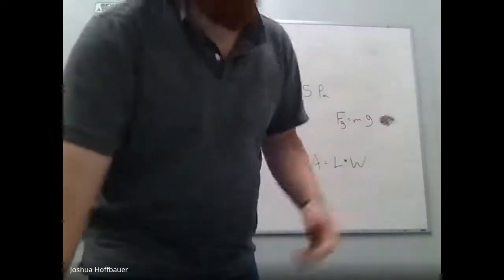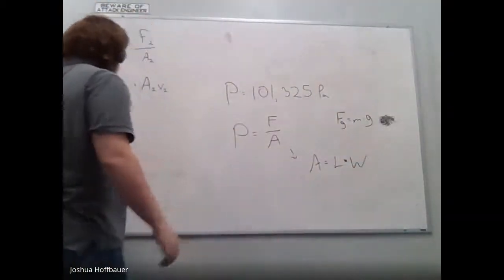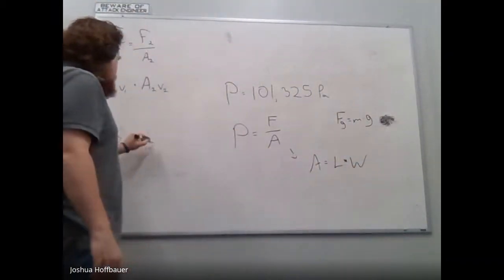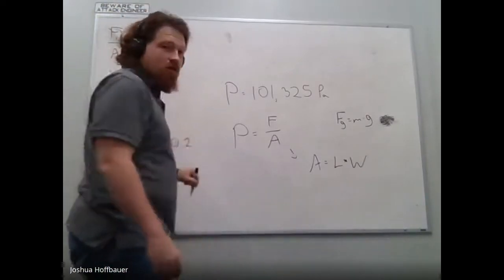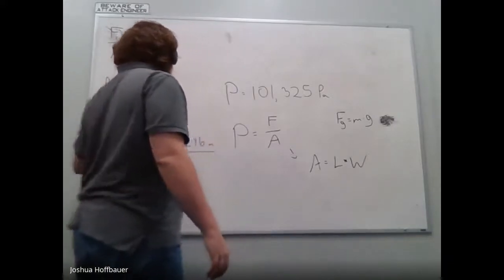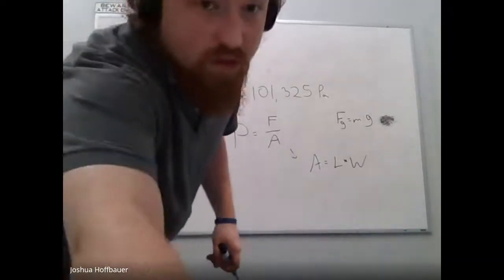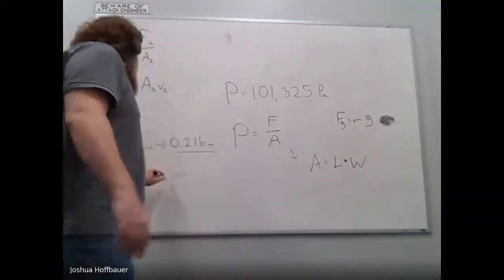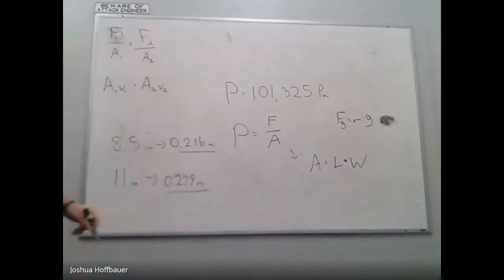Since we're here, and since everyone's going to have the same numbers, I'll go ahead and let you know 8.5 inches converts to 0.216 meters, and 11 inches is going to convert to 0.279 meters.